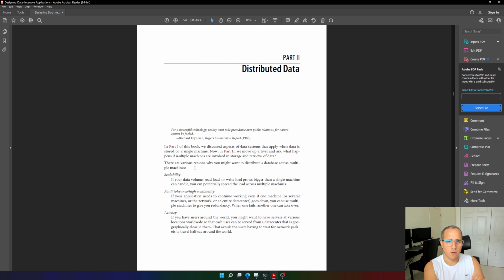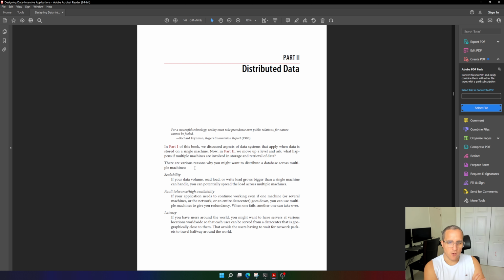There are various reasons why you might want to distribute data across multiple machines. Scalability: if your data volume, read load, or write load grows bigger than a single machine can handle, you can potentially spread the load across multiple machines. Fault tolerance and high availability: if your application needs to continue working even if one machine, or several machines, or the network, or an entire data center goes down, you can use multiple machines to give you redundancy. When one fails, another one can take over.